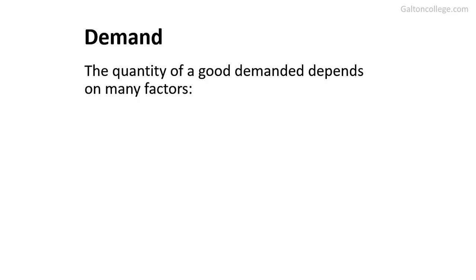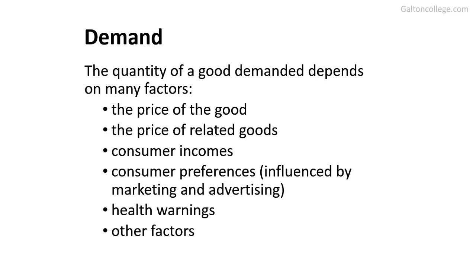And the quantity demanded depends on many factors. Depends on the price of the good, depends on the price of related goods, depends on my income, how much I can afford, depends on my preferences. I might be influenced by advertising, for example. It depends on health warnings. I might demand something or want something that is injurious to my health. And there are other factors. So we've got a whole list of determinants of demand. It's not just the price of the good that determines the demand. It's all these other factors as well.